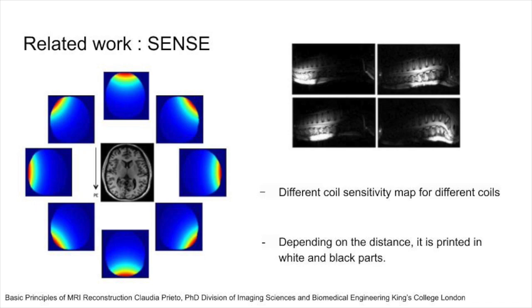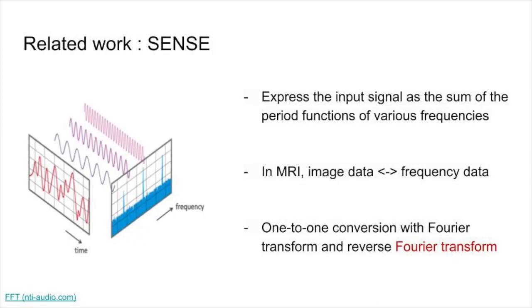The MRIs can start with multiple coils placed relative to the subject. MRI scans typically use about 32 coils, resulting in 32 identical images with different contrast. Depending on the distance from the subject, each image appears as a black and white part, such as that image. Like this, the sensitivity is different for each coil, and this is the coil sensitivity map. Finally, the F function is Fourier transform.